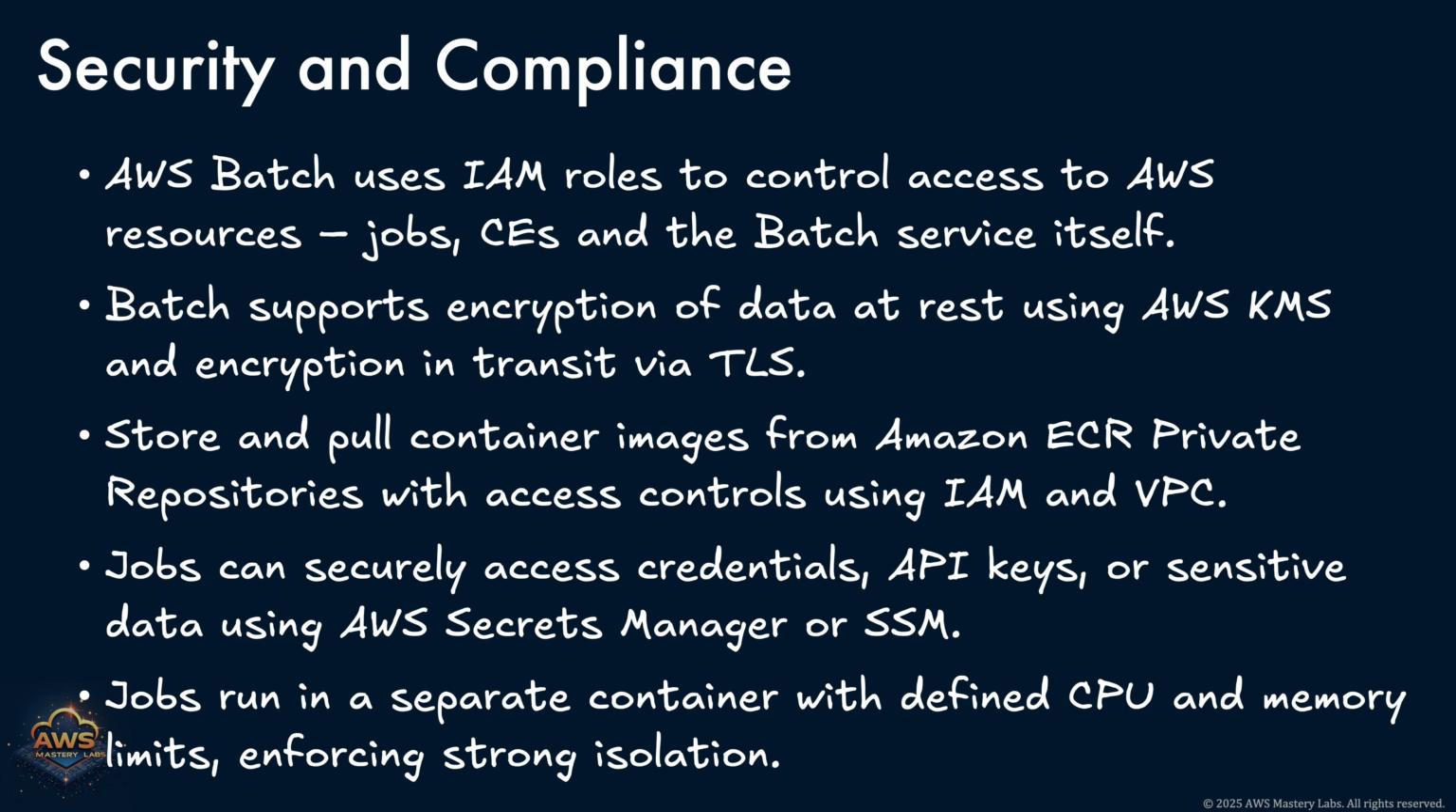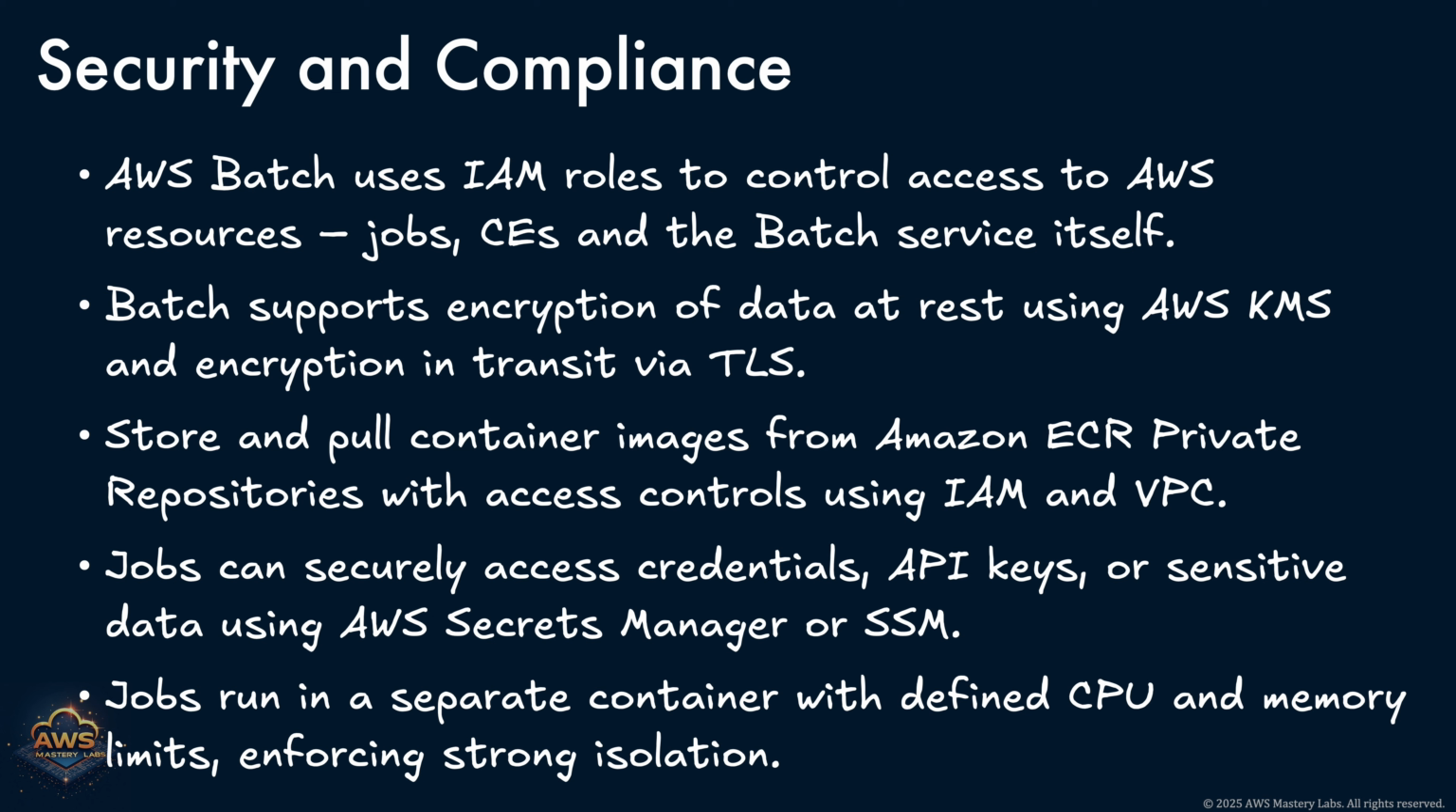For network security, jobs run within your Amazon VPC, allowing full control over subnet configurations, security groups, route tables, and NAT gateways. This enables true network isolation, which is especially important in multi-tenant or sensitive environments. Data security is addressed through encryption at rest and in transit. AWS Batch supports AWS KMS to encrypt data on storage volumes and uses TLS to protect communication between services, job containers, and other AWS resources.